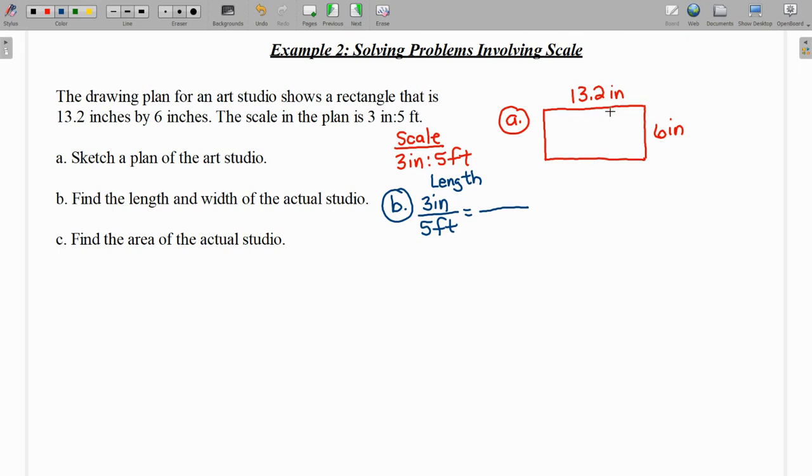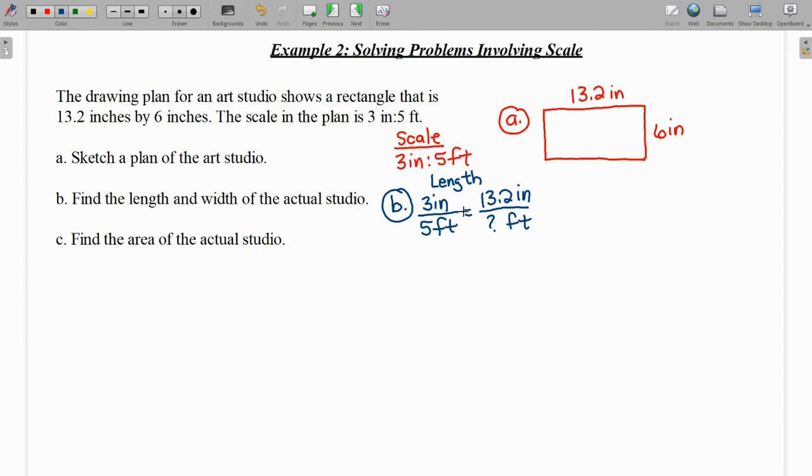Now, my scale drawing says I have 13.2 inches. Well, the drawing length is going to be placed on top. So I have 13.2 inches on top. What I'm looking for is the actual length in feet. So I'm going to have something that's set up like this. Now, what you sometimes can do is take this 3 times some number to get 13.2. And then if you knew what that number was, you could take 5 times that number as well and find out how many feet this is. And you might not be able to do that, and that's perfectly okay.